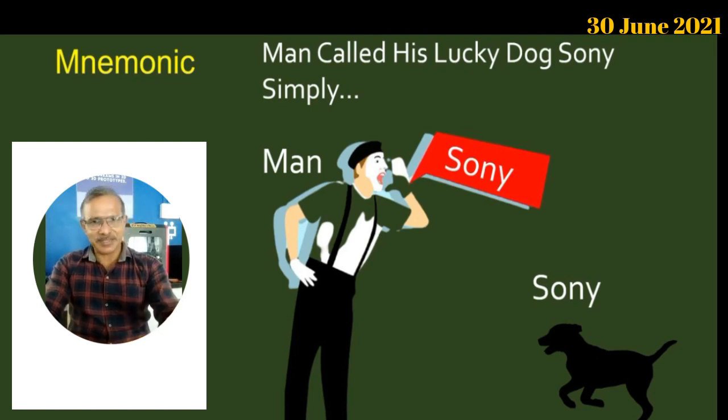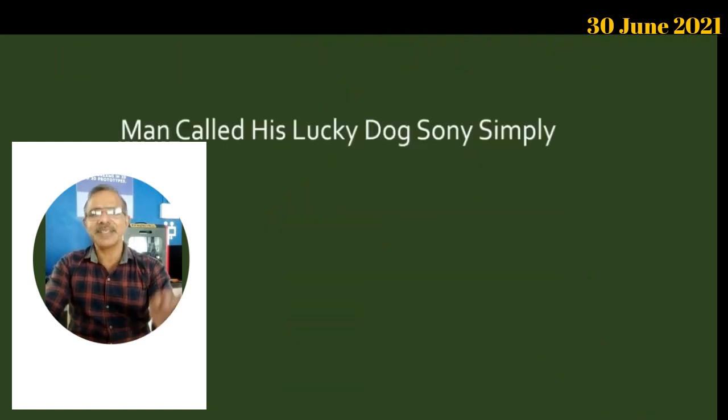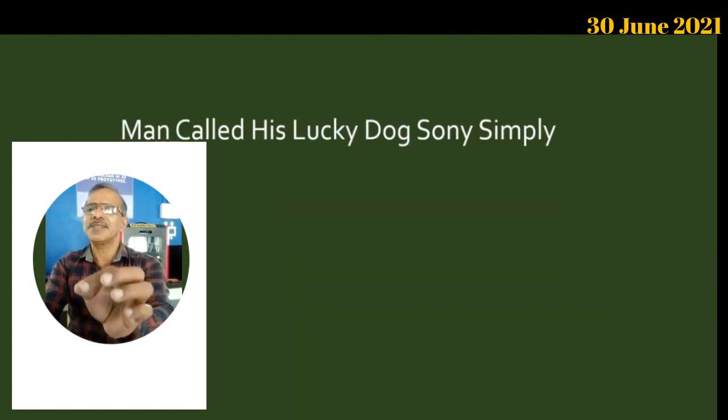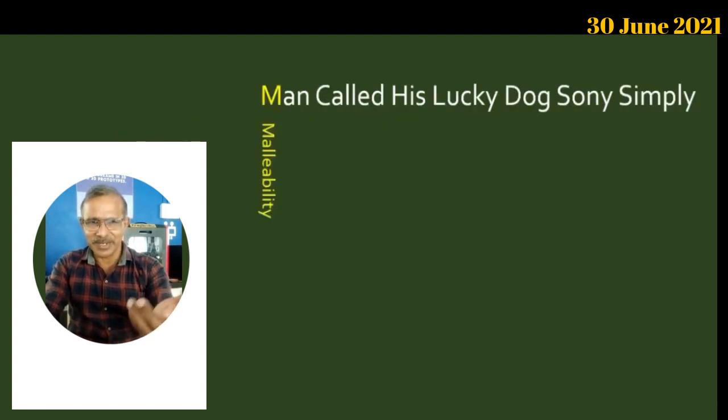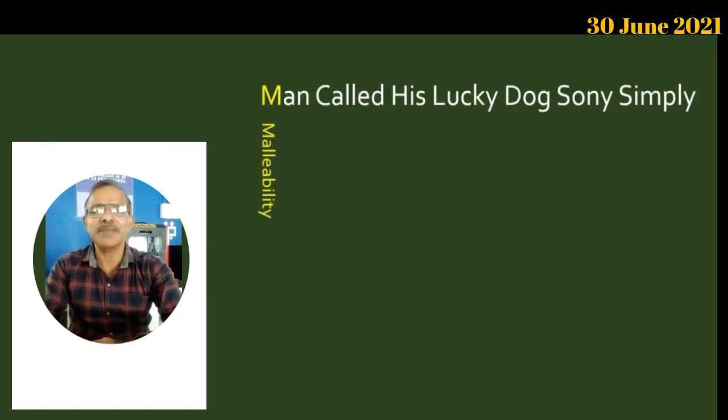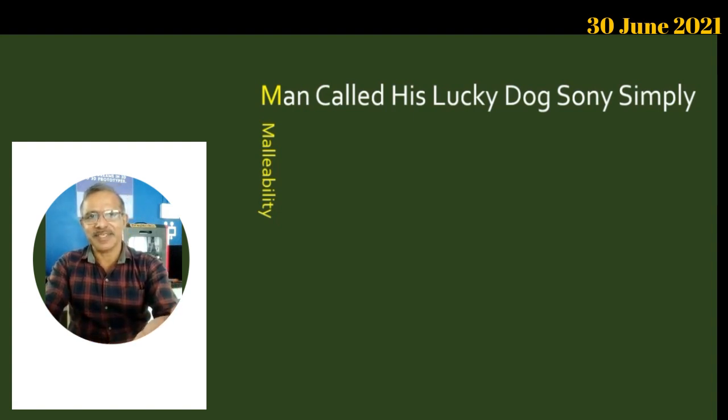We'll take up this sentence as it is. Man called his lucky dog Sony simply. Are you guessing something? Well, the first letter man, M, stands for malleability. And what is malleability? Ability of converting metal into sheet by hammering it.